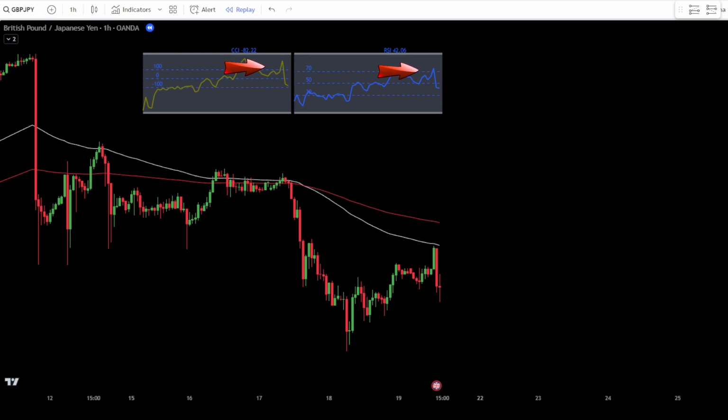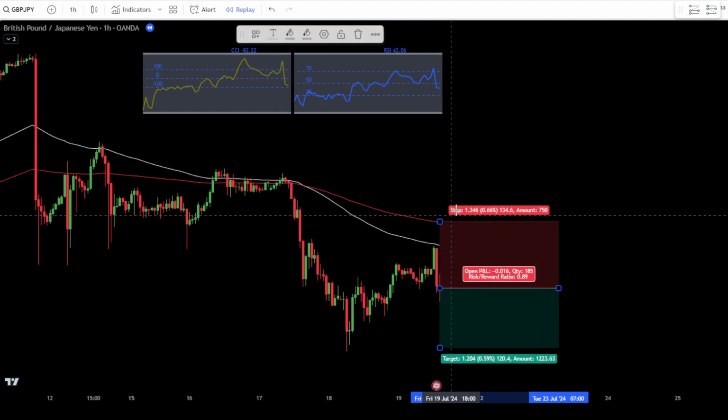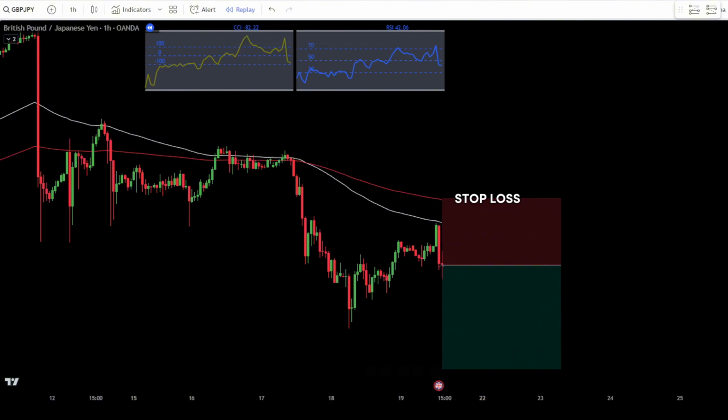Make sure that the CCI and RSI signal lines are in the overbought area. After that, wait until the CCI and RSI signal lines move out of the overbought area downward. For the final confirmation, ensure that the candlestick formed is a bearish candlestick. If all conditions are confirmed, you can place a sell order after the bearish candlestick closes. Set the stop loss at the end of the 200 EMA line. Use a take profit target with a risk to reward ratio of 1 to 1.5.